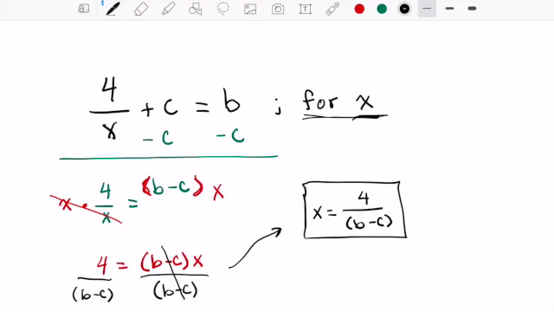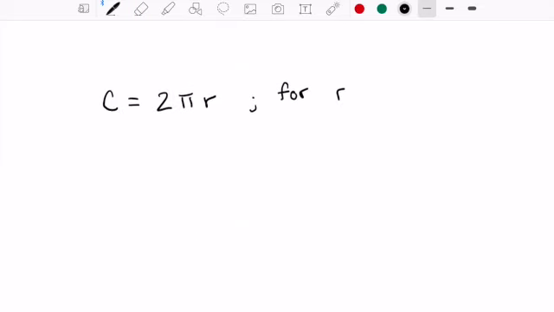So again, this can be very tricky if this is the first time you've seen these types of problems. But we're still following the exact same rules that we would for solving just a regular equation. Anytime we have two things multiplying, we know that we can break that multiplication by dividing them. That's why I can take that whole term, b minus c. Okay? So let's look at another one.